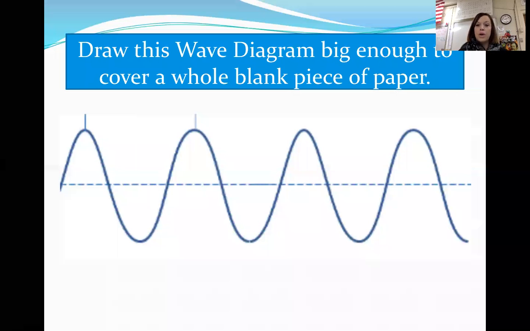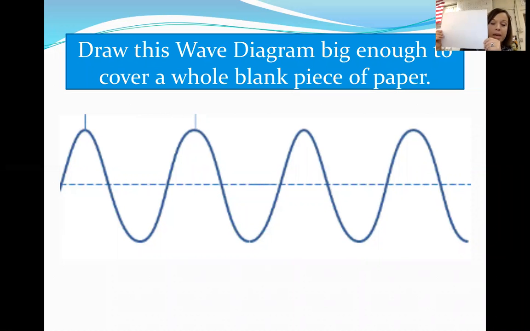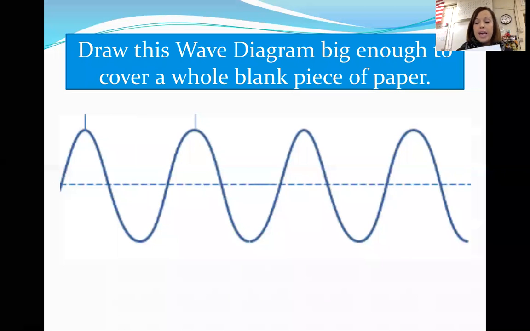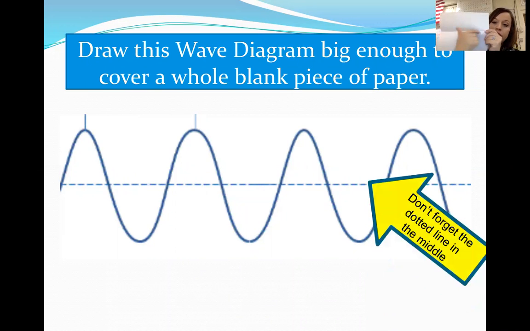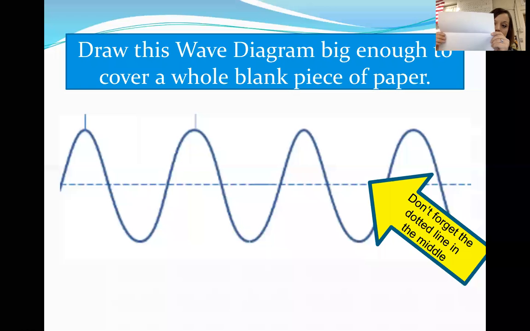Okay, so you're going to draw this diagram as big as your paper, okay? And I want to show you one little hint that you could do. If you fold your paper hot dog way, yep, I said hot dog way, the long way, okay? If you fold it down and then you open it back up, it will give you a nice middle line, okay? Because I do want you to include the dotted line across the middle. So if you fold your paper in half hot dog way, it'll automatically give you a line. But nice and big.